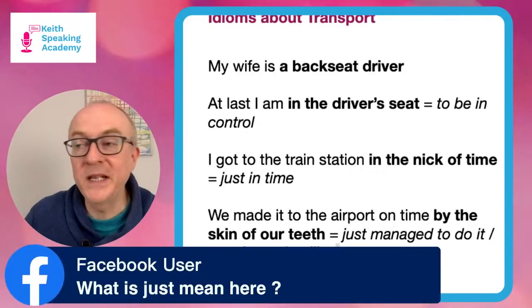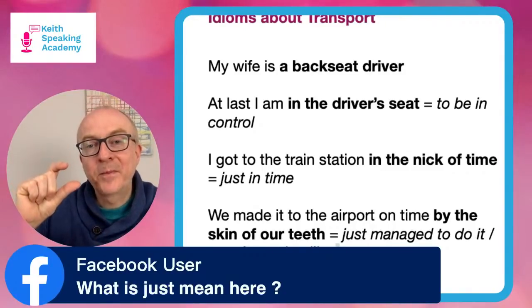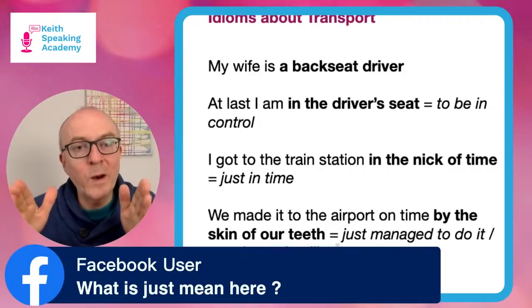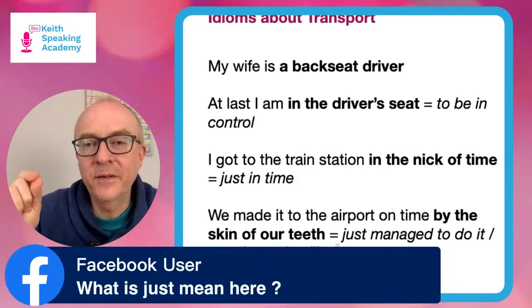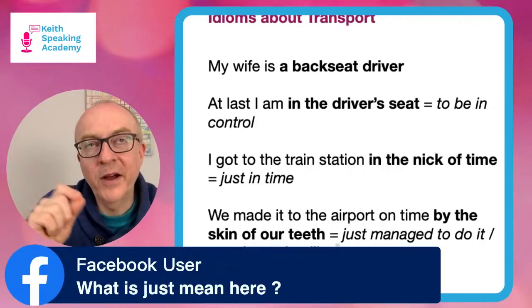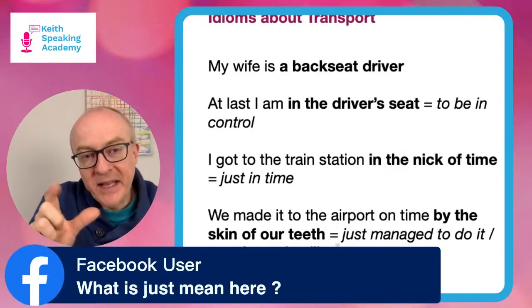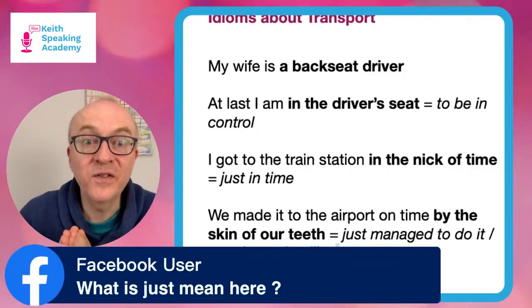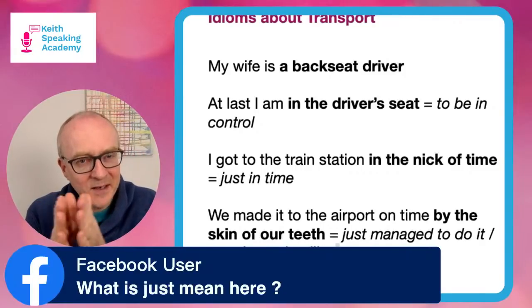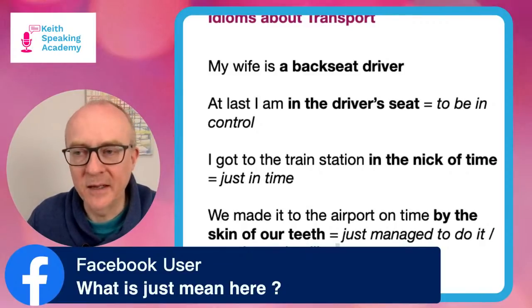Good question. What does just mean here? Just in time, just managed. How do I explain just? Just in time means not a long way in time, but very close in time. So if the train leaves at 9 o'clock and I get there at 8:30, I'm in time, right? I have 30 minutes. But if that time difference is very, very small, I get there at 8:59, I'm just in time, right? The difference is very, very small. Just is like almost, says Celine. Yeah, similar, yes.